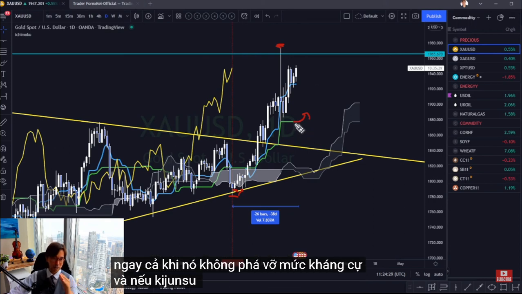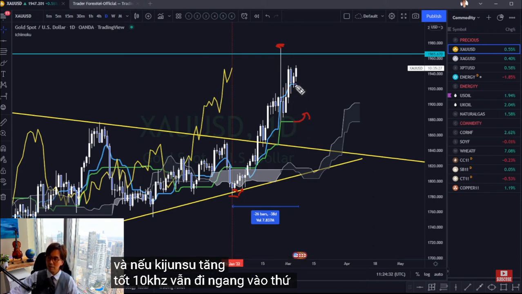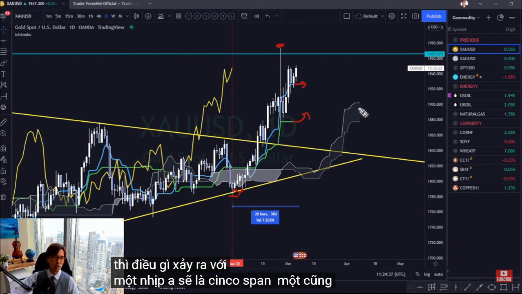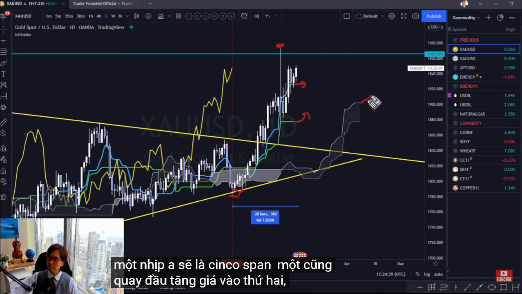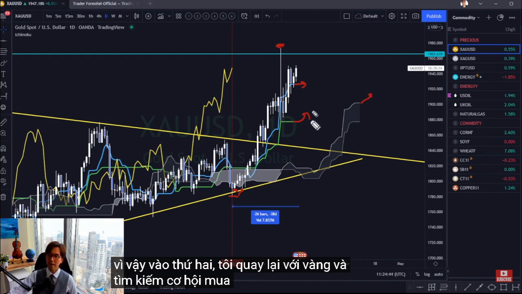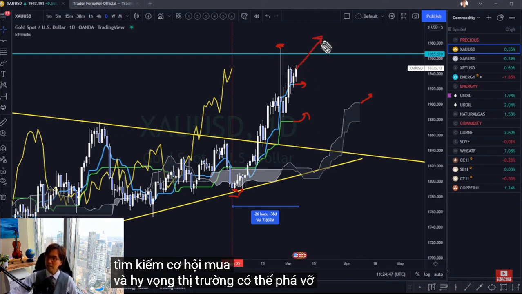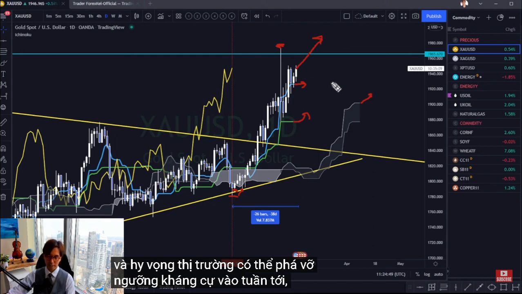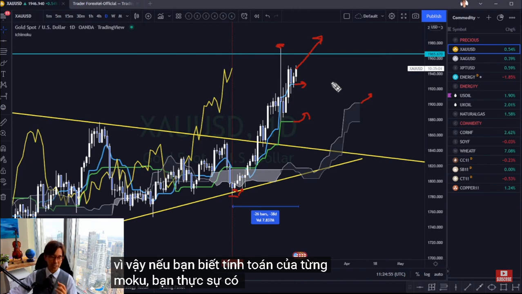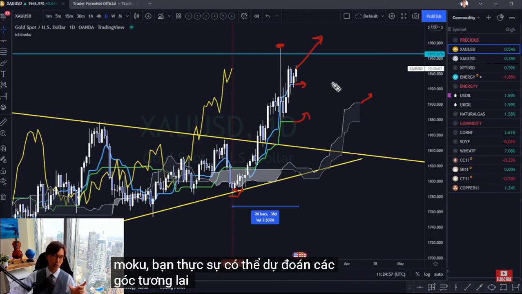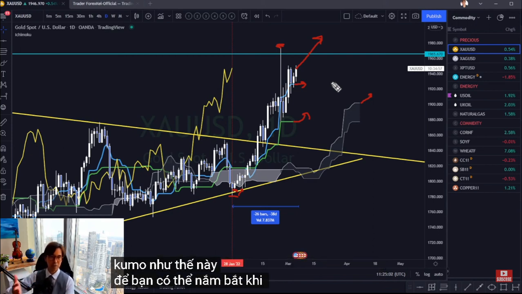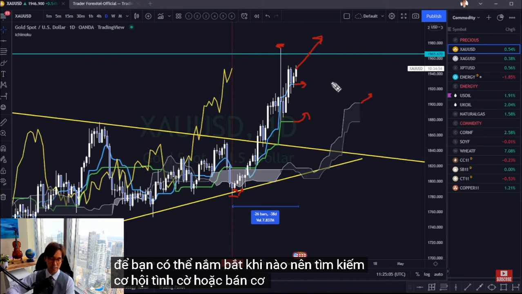And if Kijun-sen moves up while Tenkan-sen remains flat on Monday, what happens to Senkou Span A is that Senkou Span A also turns bullish on Monday. So on Monday, I come back to gold and look for the buy chance and expect the market to break the resistance potentially next week. So if you know the calculation of Ichimoku, you can actually predict these future angles of Tenkan-sen, Kijun-sen, or Kumo like this, so that you can capture when to look for the buy chance or sell chance in the future.